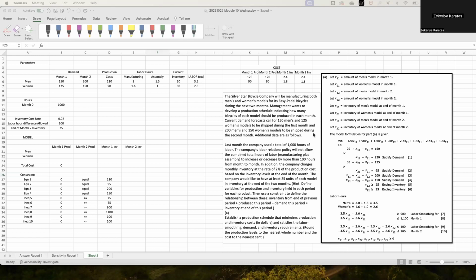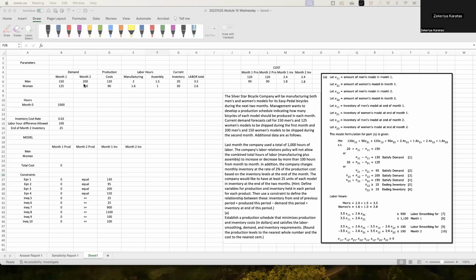There's a men's model and a women's model produced in 2 months, month 1 and month 2. And then we have inventories for both types. So in total we have 8 variables, and we label them as listed here. Men's model in month 1 production is shown by X11. The first index shows if it's men's or women's bike, and the second index shows the month, first month or second month. X represents the amount produced, and S represents the inventory amount. So this is what we got from the problem.